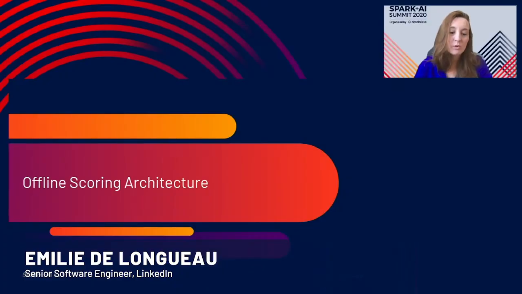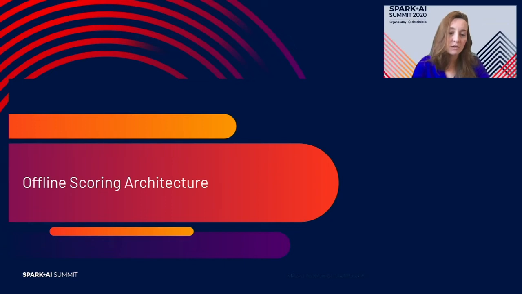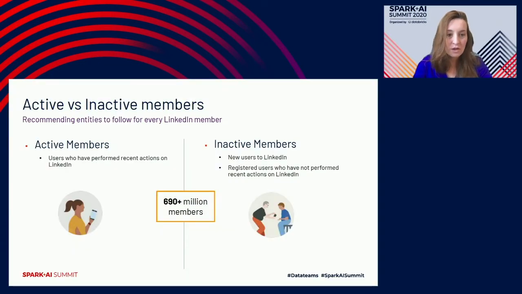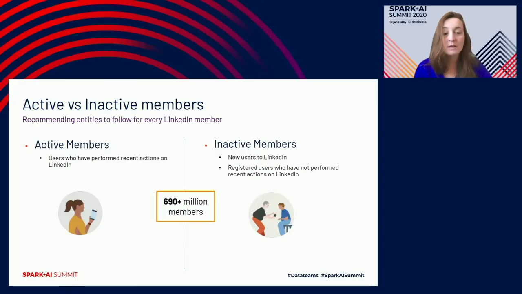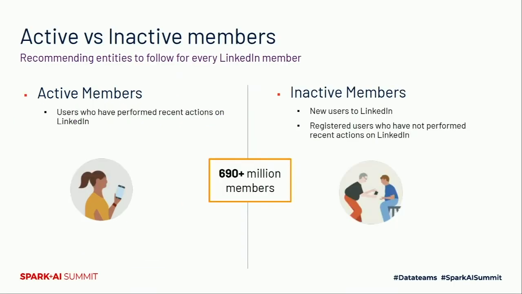All right, thanks Abdul for this introduction. In this section, I'm going to talk about the offline scoring architecture that we have in Follows Relevance and the scalability challenges that we faced. First of all, in Follows Relevance, we need to generate recommendations for the entire LinkedIn user base, so more than 690 million members. And we need to make the distinction between two types of users, and I'm going to explain why in a bit.